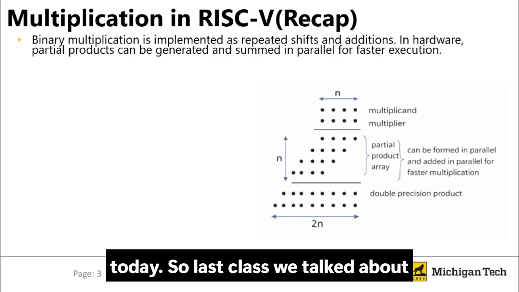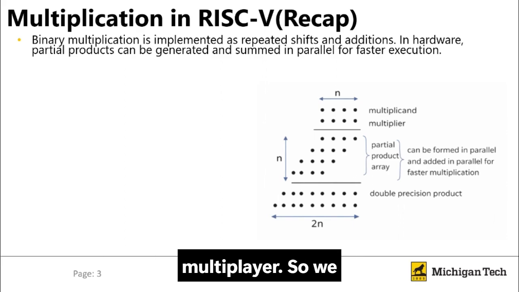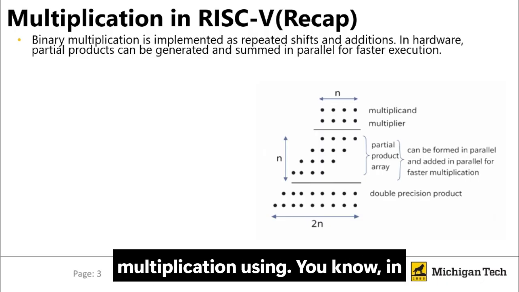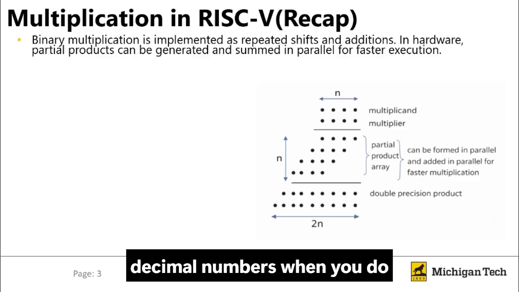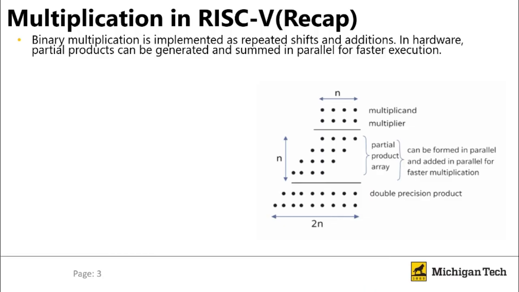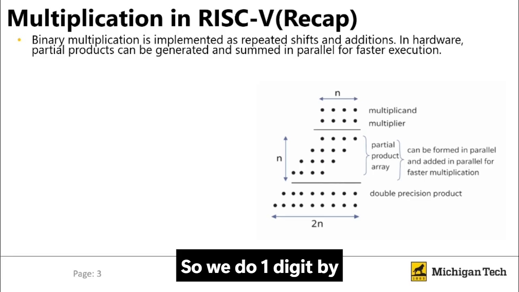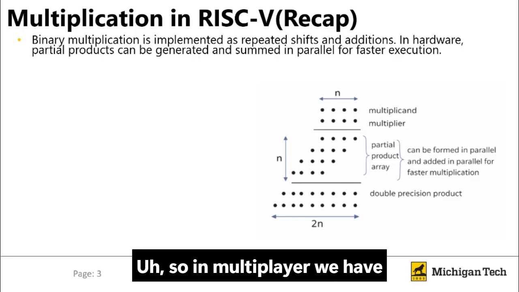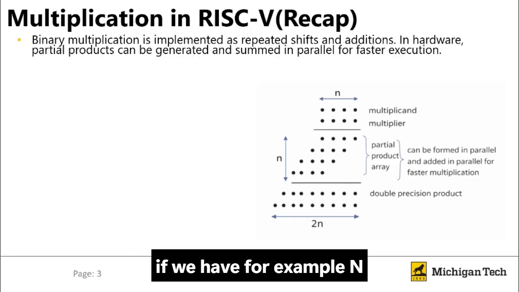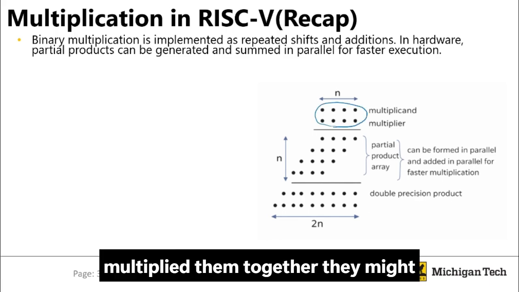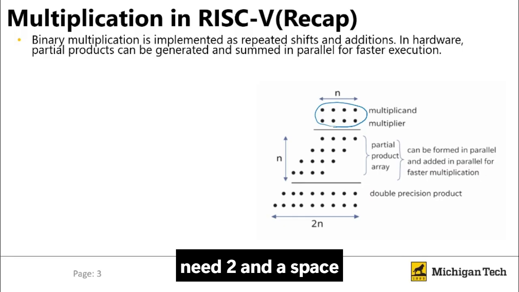So last class, we talked about multiplier. So we already know how to do multiplication using decimal numbers. When you do multiplication, multiplication is like adding. So we do 1 digit by 1 digit and add them up. So in multiplier, if we have, for example, n digits, so when multiply them together, they might need 2n space for that.